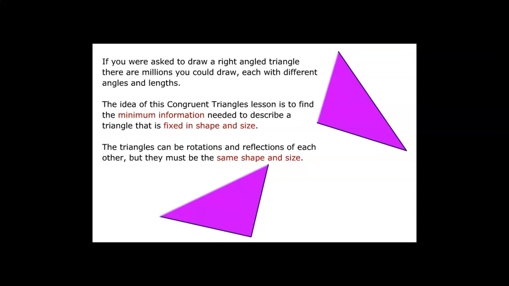The idea of congruent triangles is to find the minimum information needed to describe a triangle that's unique, that's the only triangle that can be its size and shape. Our triangles can be rotations and reflections of each other, but they must be the same shape and size.